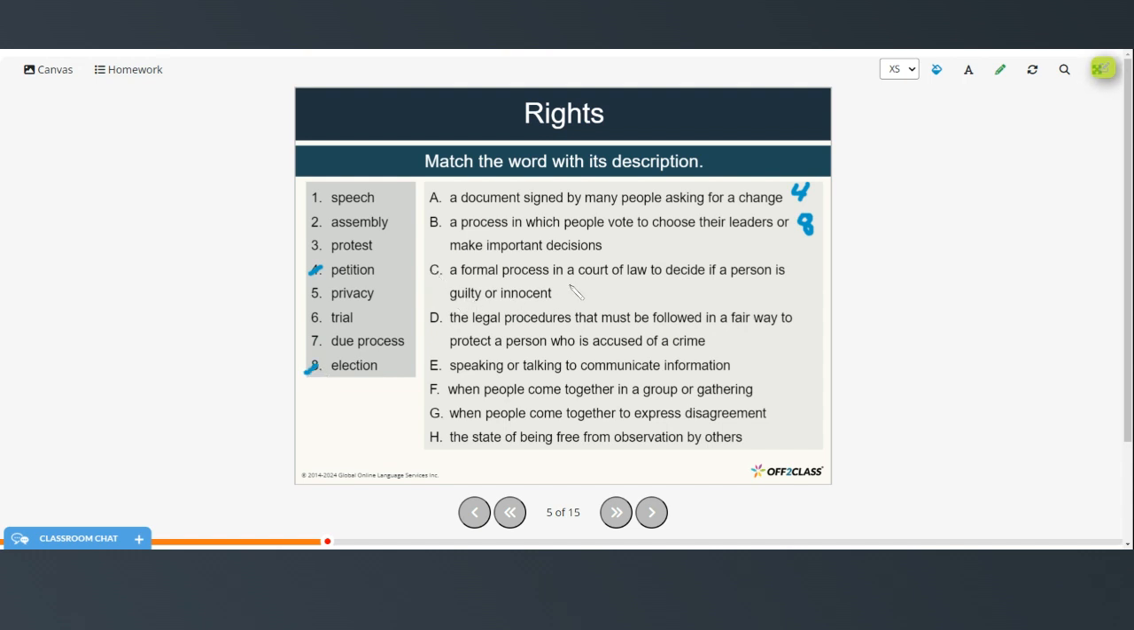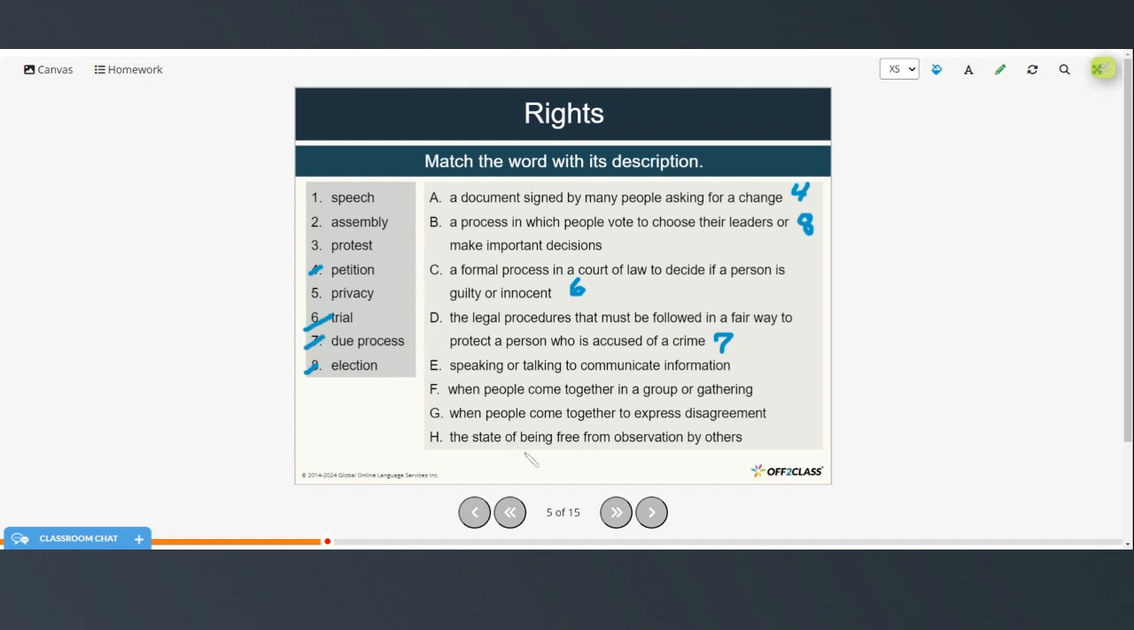A formal process in a court of law to decide if a person is guilty or innocent, that would be number 6, a trial. The legal procedures that must be followed in a fair way to protect a person who's accused of a crime, that's number 7, due process.